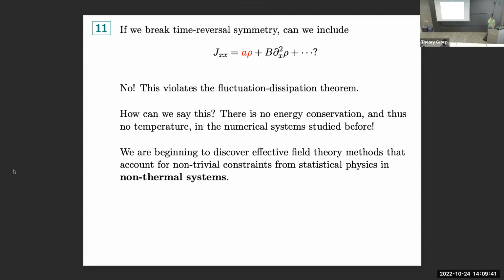And what we've come to appreciate, and maybe rediscover in some sense, surely not for the first time, is that there are EFT methods that really account for the non-trivial constraints from statistical physics, even in systems that are in no way thermal. There's in some sense emergent thermodynamics in a much broader range of systems than you might expect.